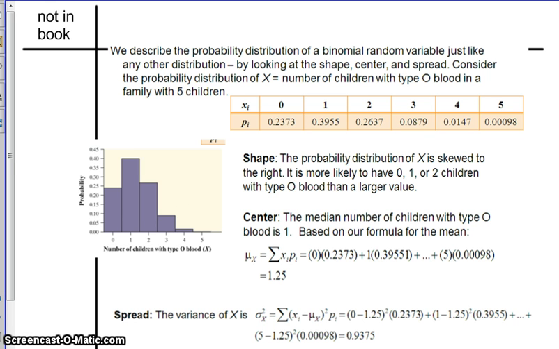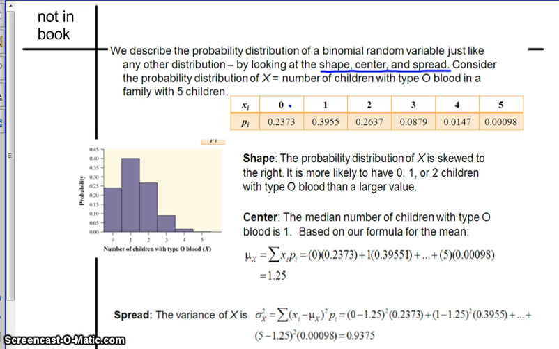All right, something that's not in our book. It says we describe the probability distribution of a binomial random variable just like any other one, by looking at shape, center, and its spread, and if there were any outliers. Generally we won't have that situation. So when we go to that probability distribution that we've been using as an example, that family of 5 children, again, probability that none have type O blood is 0.2373 and so on and so forth.